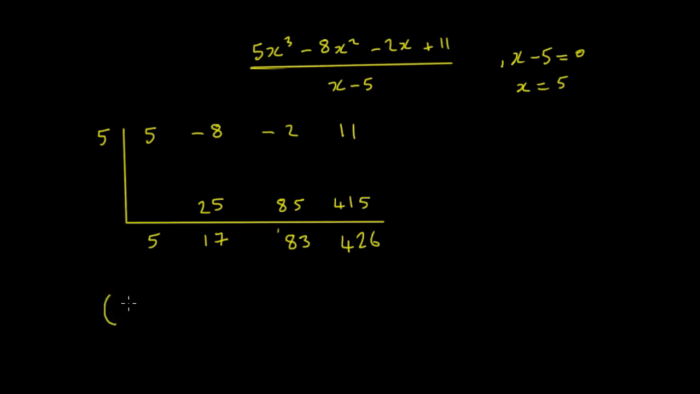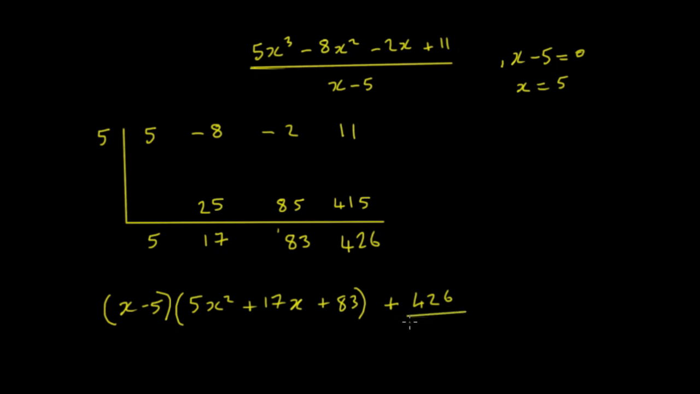So therefore we can rewrite this here as the value x minus 5 times, now what we have here is going to be 5, and it will be the x squared plus 17x plus the 83, and the remainder is going to be a value of 426.